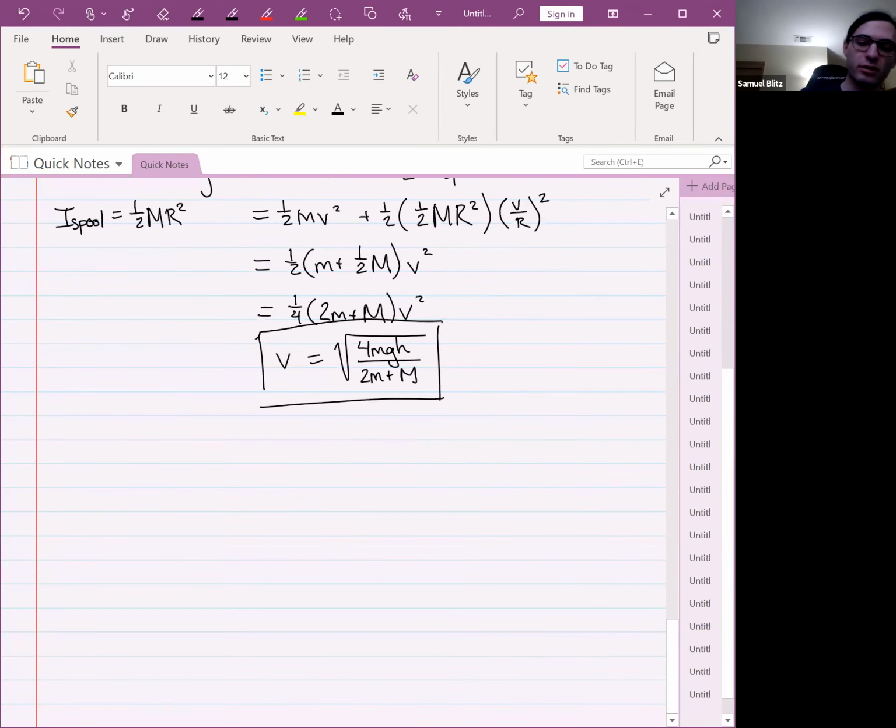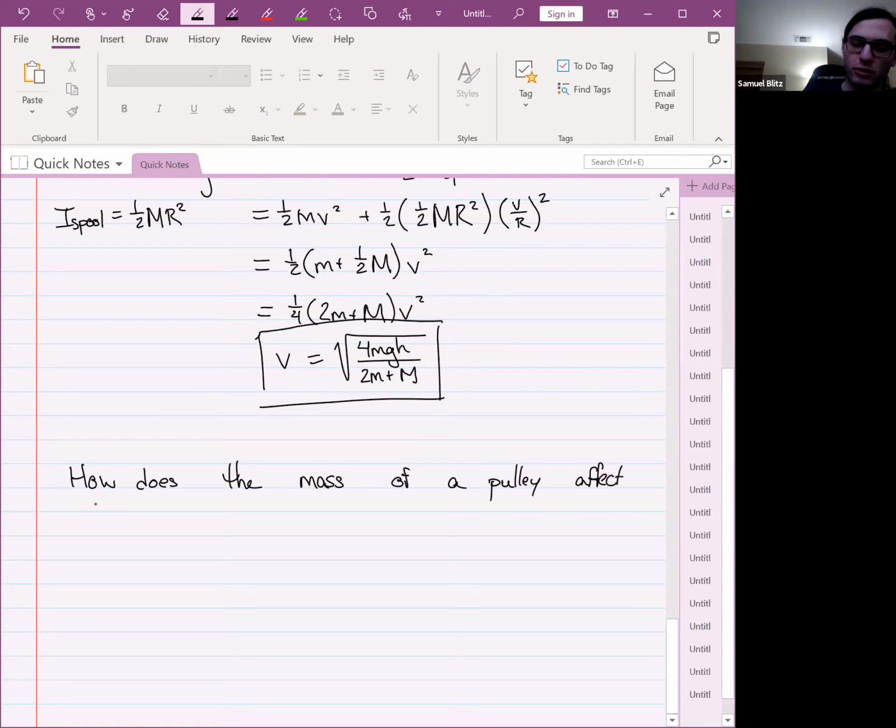So why is it? How does the mass of the pulley affect the tension on a rope? We're going to drop our assumption that the tension is the same on both sides. Instead, we're going to have two separate tensions, and we'll try to figure out if they're different or not.